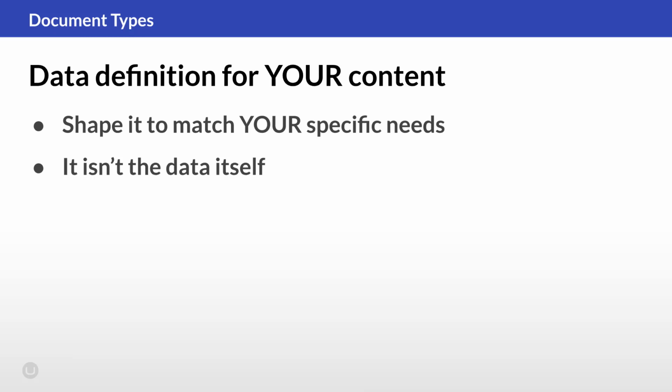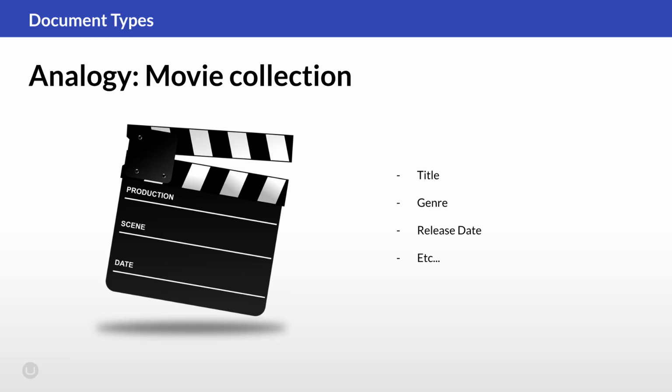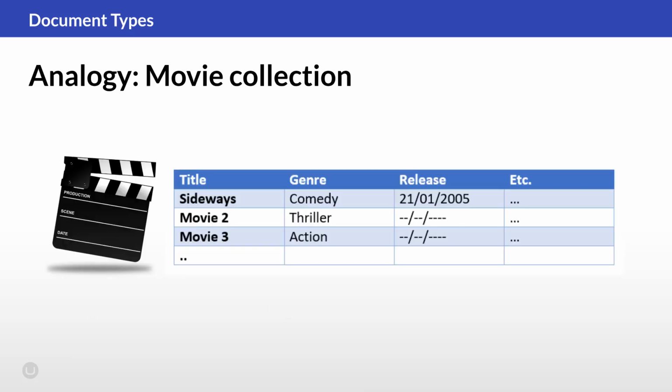To help give you a better understanding of the concept of these document types, let's take a quick look at this analogy. If you wanted to keep track of a growing movie collection, what kind of information or data would we want to keep track of? This could be title, genre, release date, etc. This is an example of us defining our data. Now we need a way to store it. It could be in a spreadsheet with the fields, and each new row is a new movie.